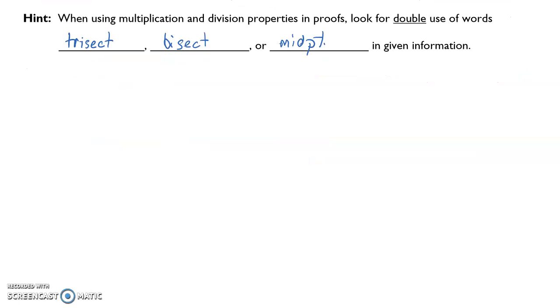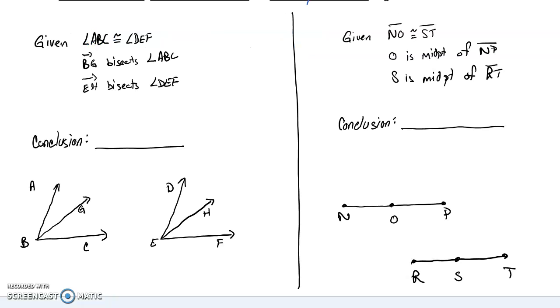division or multiplication properties. So a couple of very quick examples. If I have been given that angle ABC is congruent to angle DEF, I know the big angles are congruent. These are big, and I am being bisected, and I can then conclude that my small angles are congruent. For example, I can conclude that angle ABG is congruent to angle DEH, and that is by the division property.